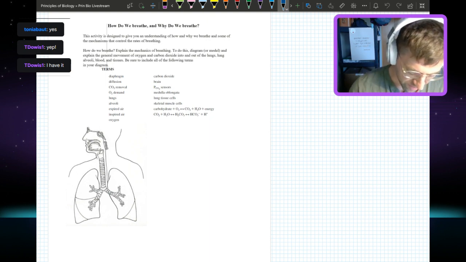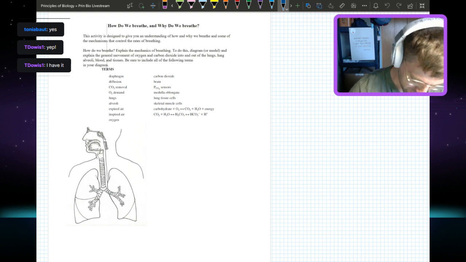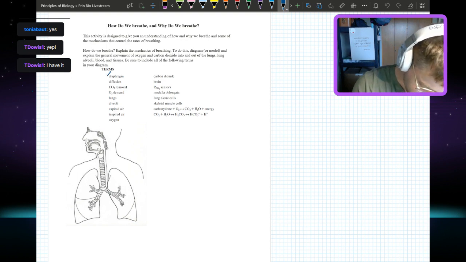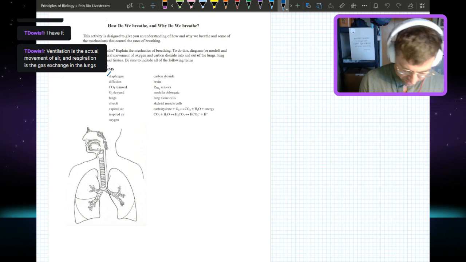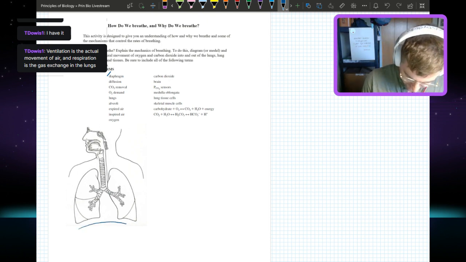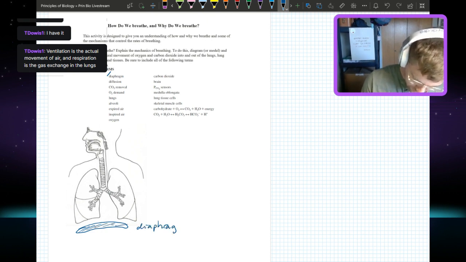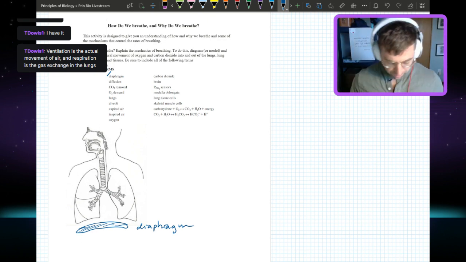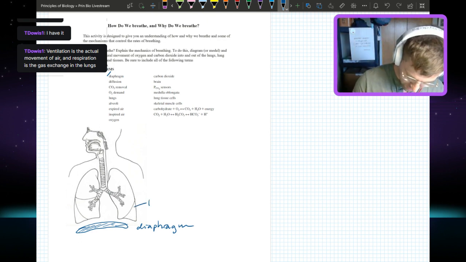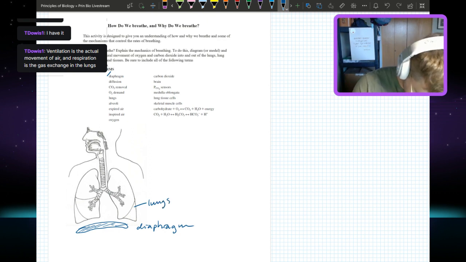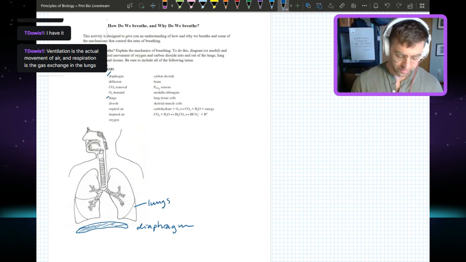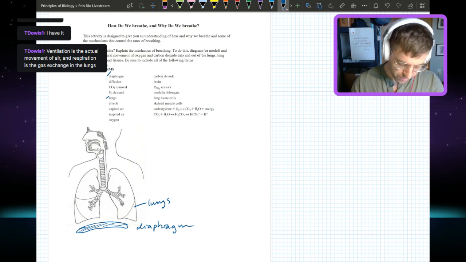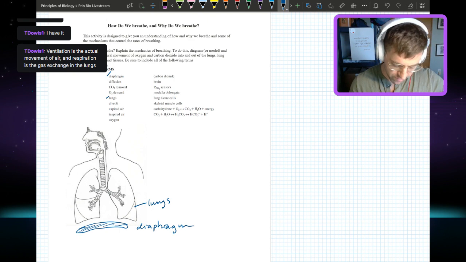We're going to go sequentially and fill out this diagram, and we'll start with the diaphragm. The diaphragm is a bundle of musculature under the rib cage. I'm just going to draw it as this bundle under our lungs. Fairly straightforward. Diffusion we'll come back to, CO2 removal we'll come back to, O2 demand.